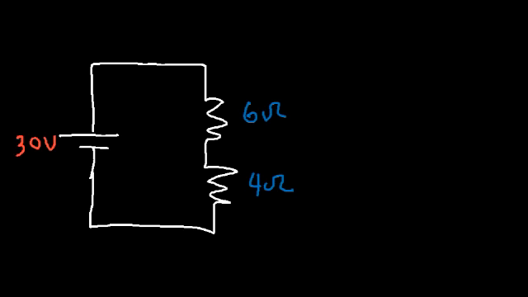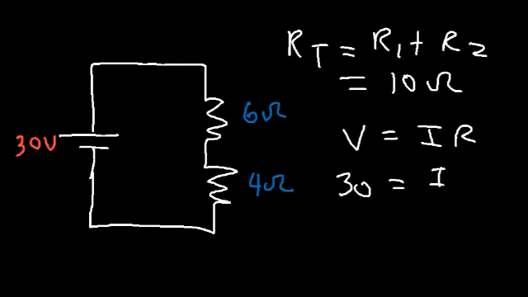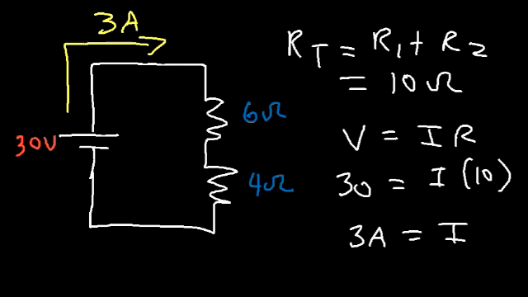Now in this problem, the first thing you want to do is find the total resistance. In a series circuit, it's simply R1 plus R2, and if you have a third resistor, plus R3. So it's 6 plus 4. The total resistance is 10. Now the next thing you need to do is use Ohm's law. V is equal to IR. If you use the total voltage of 30 volts and the total resistance of 10 ohms, the current that flows through the circuit is 30 divided by 10, so it's 3 amps. So 3 amps of current leaves the battery and flows through each resistor.